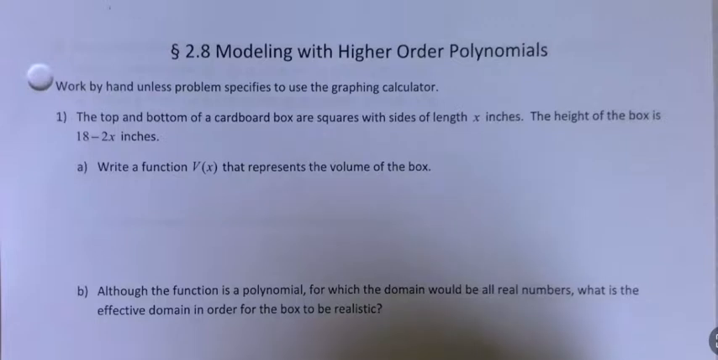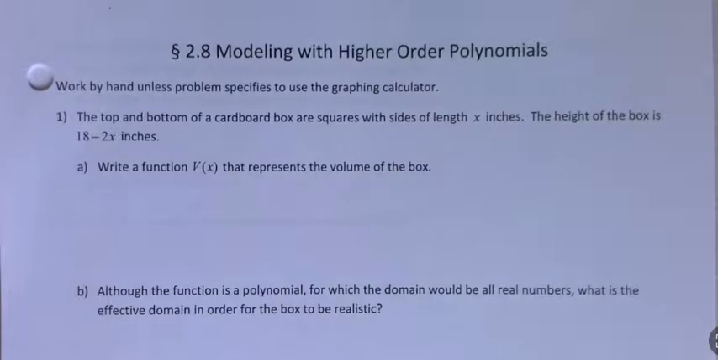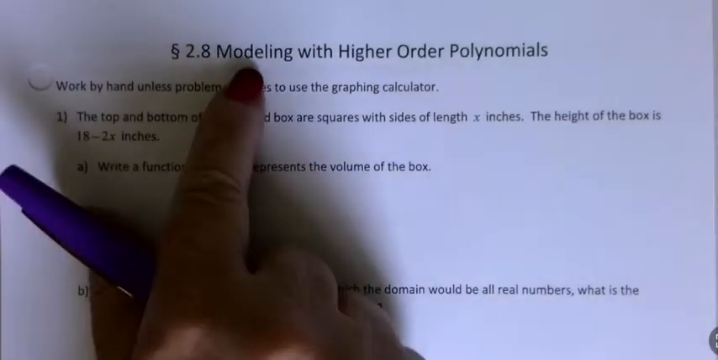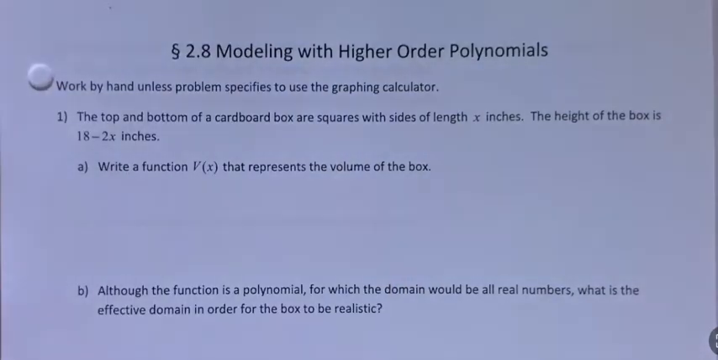All right, so this is going to be section 2.8. It's actually the last section of Unit 2. And what we're doing here is we're going to be looking at modeling, solving application problems with our higher order polynomials. We're going to look at sort of two sections of them, two types.